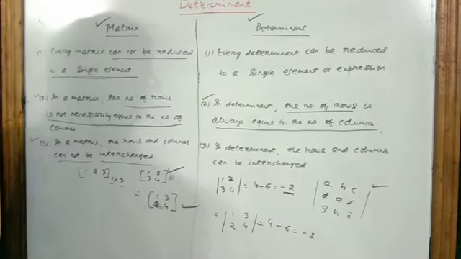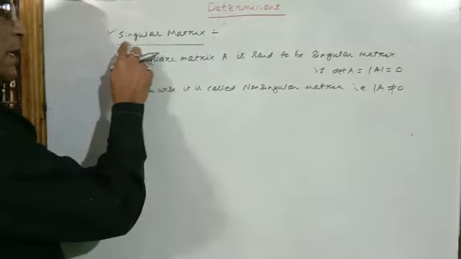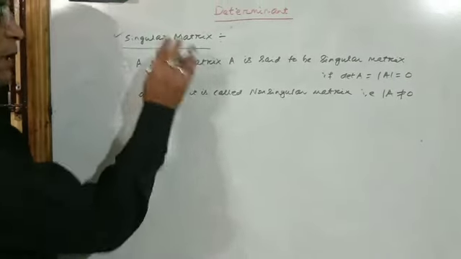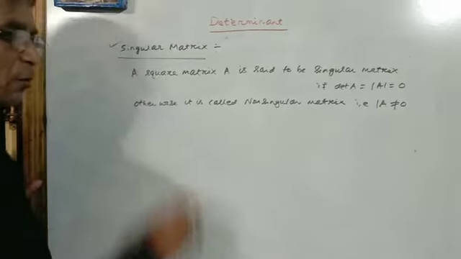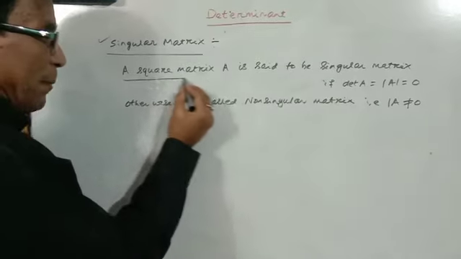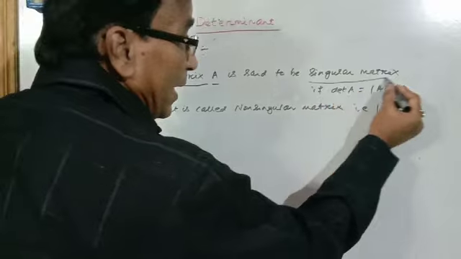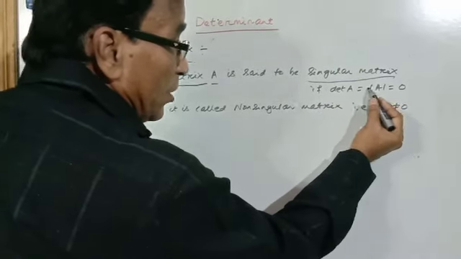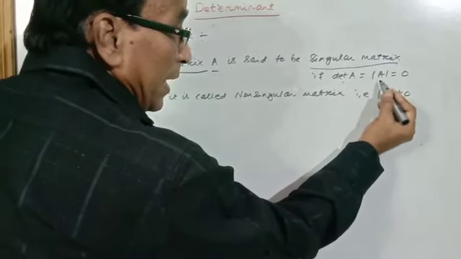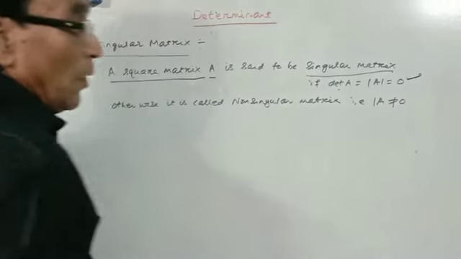You have to remember all these points. Now, what is a singular matrix? What is the definition of singular matrix? A square matrix A is said to be a singular matrix if the determinant of A, mod A, is equal to 0.